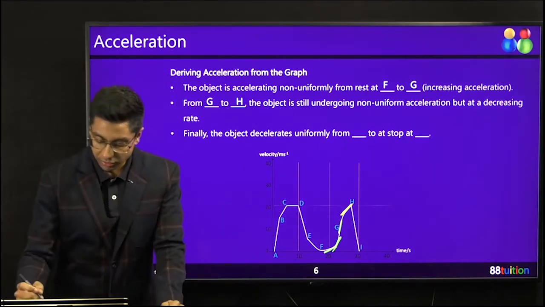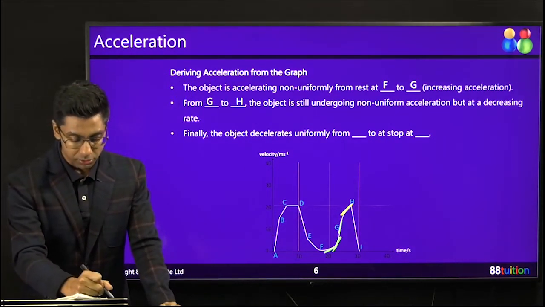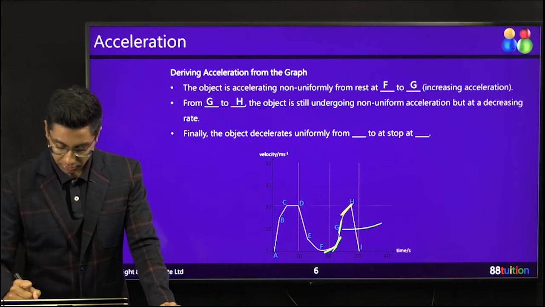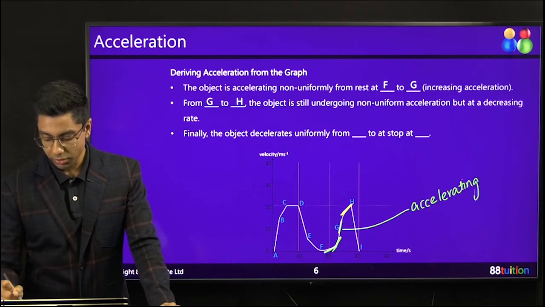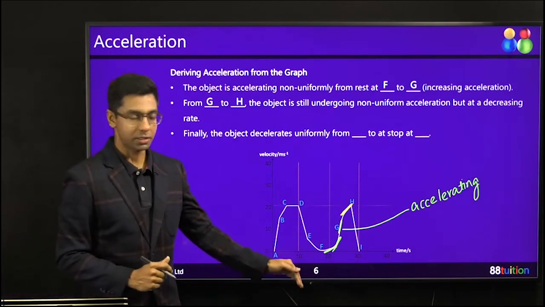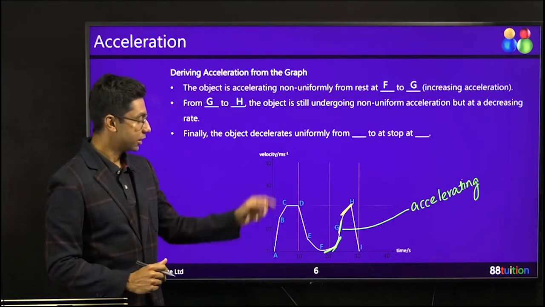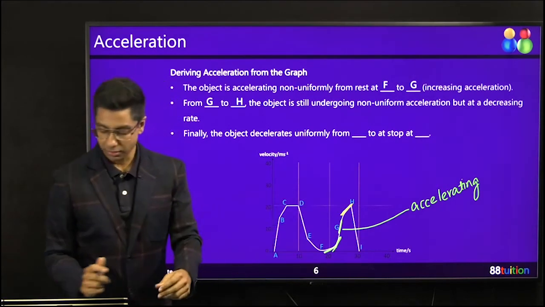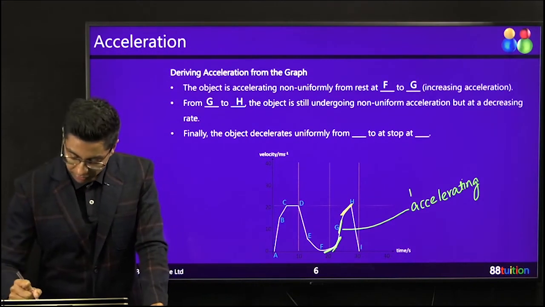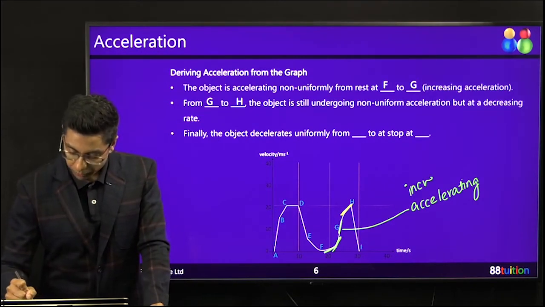So there are a few things that you can say about this. So let's talk about the green part first. It is accelerating. We're not decelerating anymore. So can you imagine the words that I'm using? Anything that goes down, I decelerate. Anything that goes up, I accelerate. Anything that's constant, we say zero acceleration. So it is accelerating, but it is increasing. Why increasing? Because of the slope.